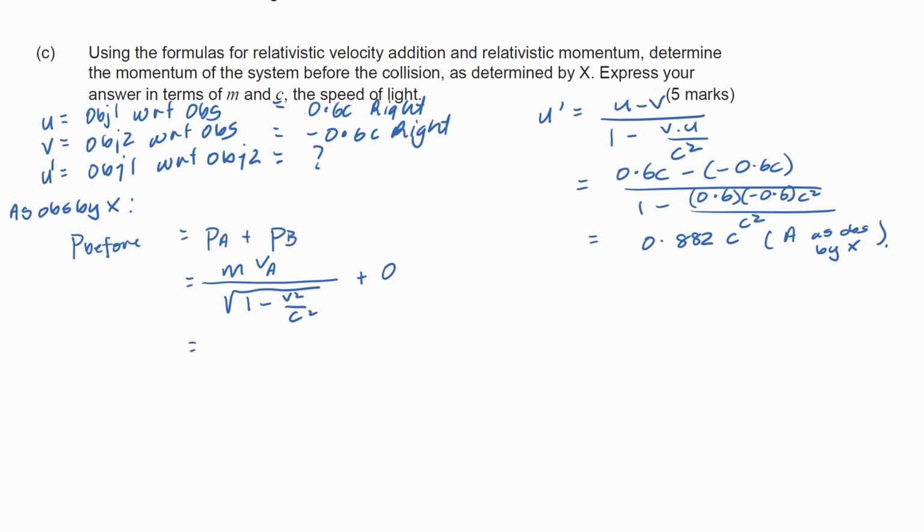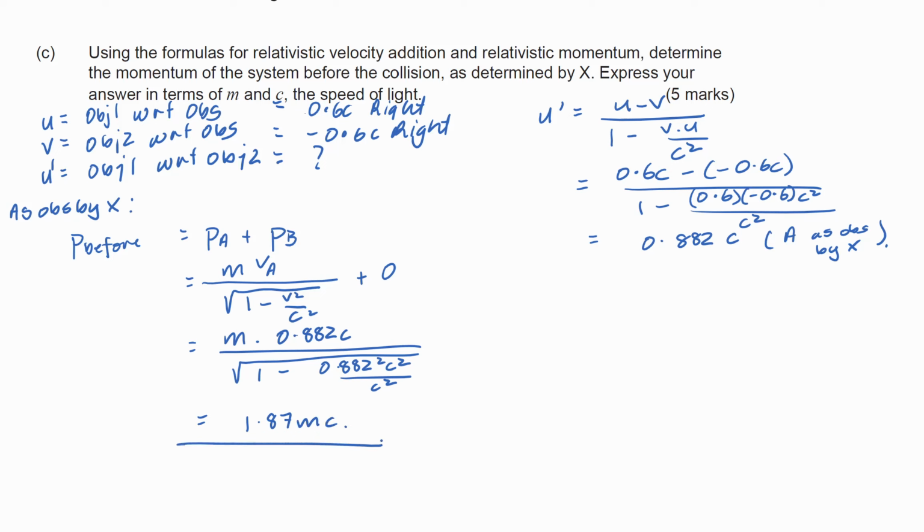All right, so let's pop those numbers in. I've got the mass times 0.882 c divided by the square root of 1 take 0.882 squared. Then I have c squared over c squared, and that gives me 1.87 mc.